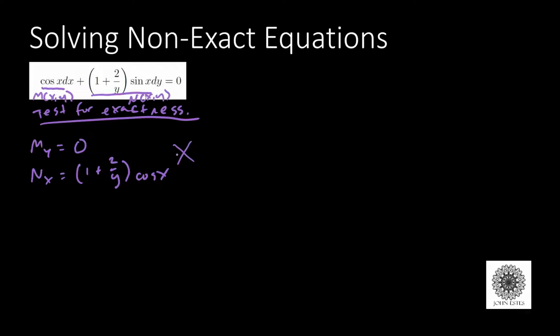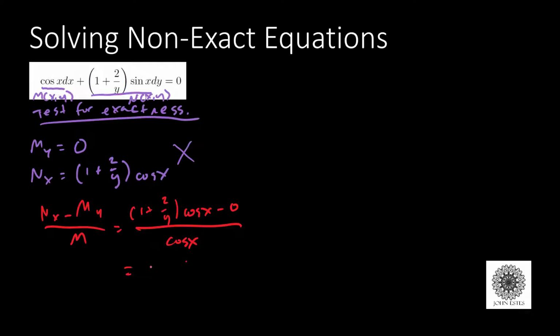Alright, so from there, hopefully we can decide upon some sort of substitution or an integrating factor that if I multiply it in, it'll turn this into an exact equation. And so we saw our criterion on the board. And what I notice here is if I take Nx minus My divided by M, that is (1 plus 2 over y) cosine x minus 0 divided by cosine x, that gives me 1 plus 2 over y, which is strictly some sort of function of y.